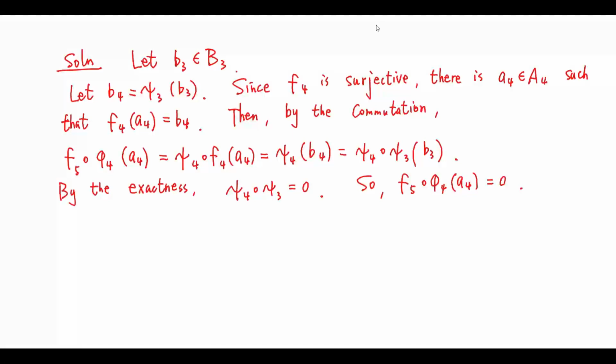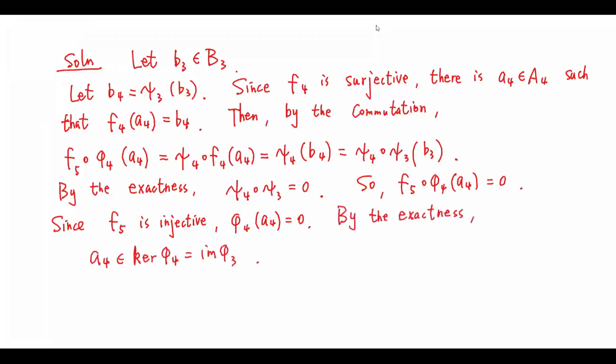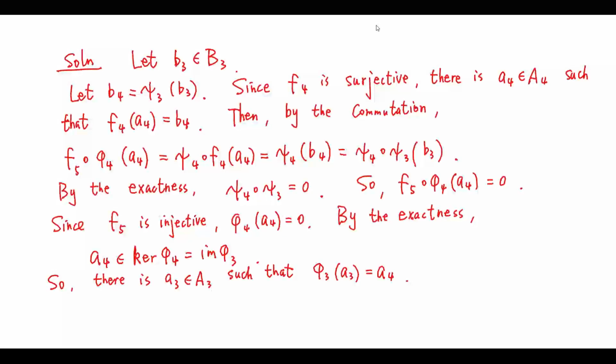So F5 φ4 A4 equals 0. Since F5 is injective, φ4 A4 equals 0. This says A4 is in the kernel of φ4. By the exactness, A4 is in the image of φ3. This implies there is an element A3 in the group A3, such that φ3 A3 equals A4.